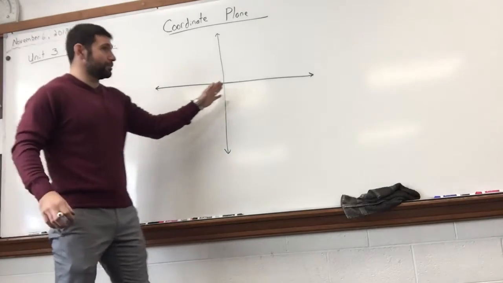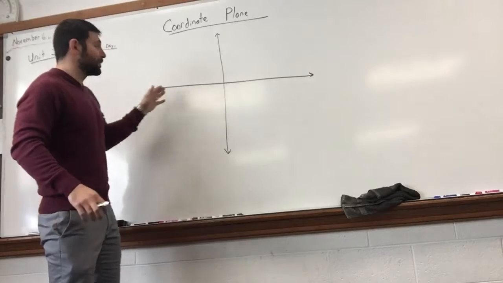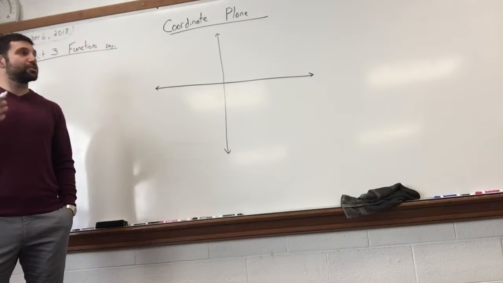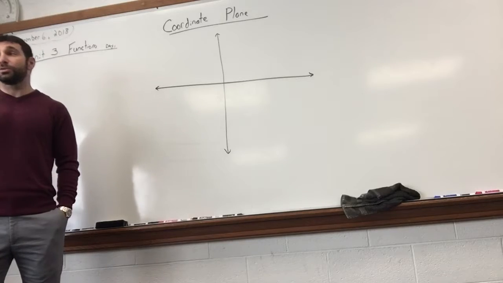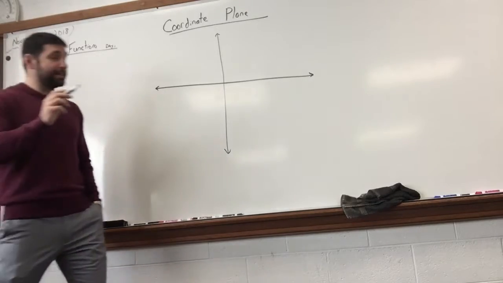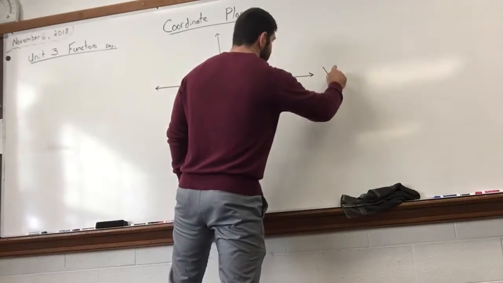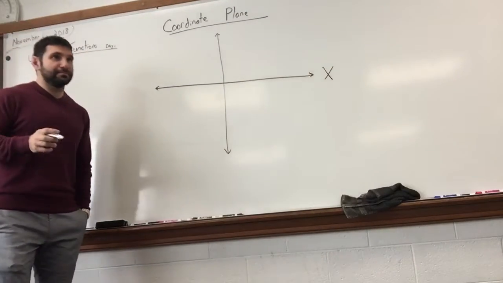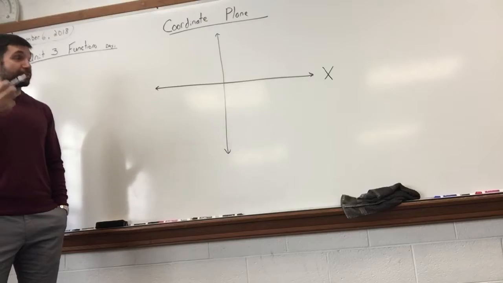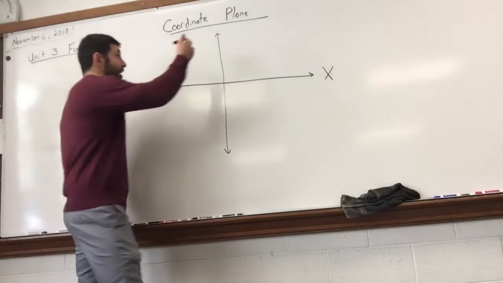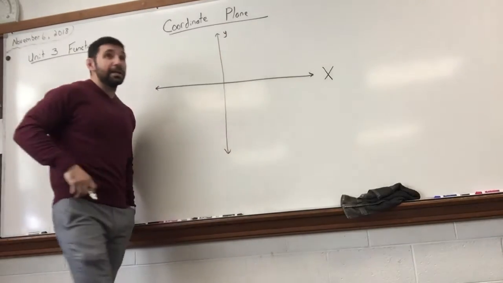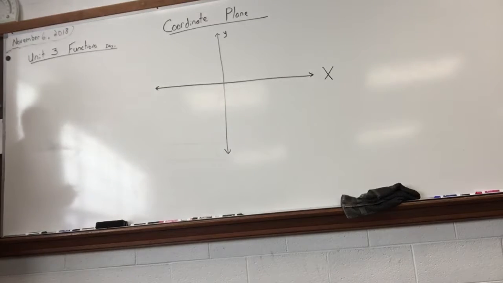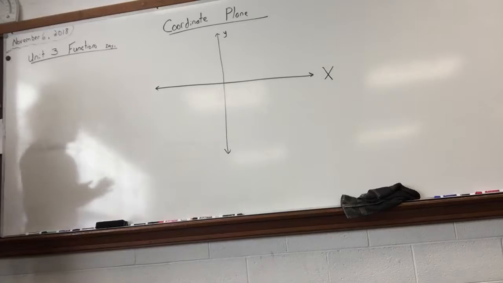The horizontal, which goes left and right. What letter is associated with that horizontal axis? It is X. Yes, X axis. There you go. What's the vertical? Y-axis. The y-axis. In a coordinate plane, you will always have an x and a y axis. Okay?